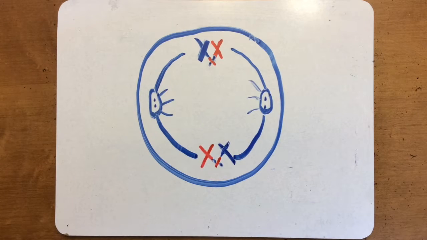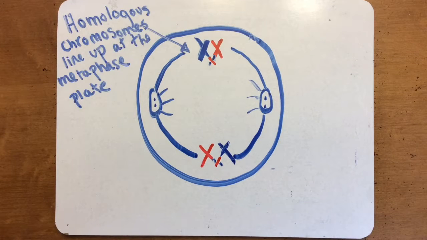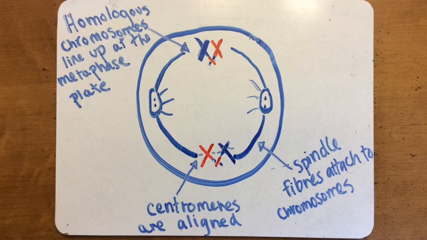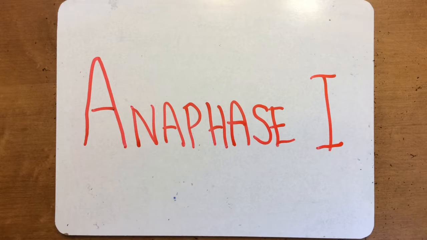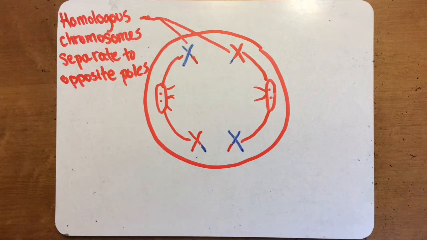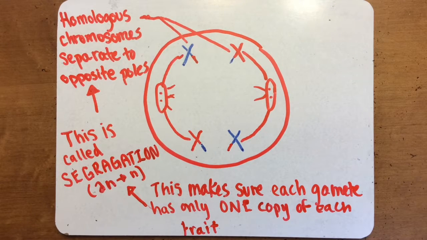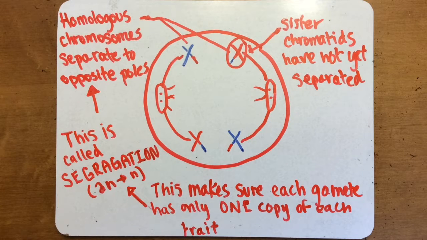The third phase of meiosis 1 is metaphase 1. This is what the cell looks like during metaphase 1. The homologous chromosomes are lined up on the metaphase plate, and the centromeres of these chromosomes are aligned. The spindle fibers grow from the centromeres and attach to the chromosomes. The fourth phase of meiosis 1 is anaphase 1, and it looks like this. Homologous chromosomes have been separated from each other, pulled to the opposite poles by the spindle fibers. This is called segregation, and it ensures that each gamete has only one copy of each trait. Also remember that the sister chromatids have not yet separated.